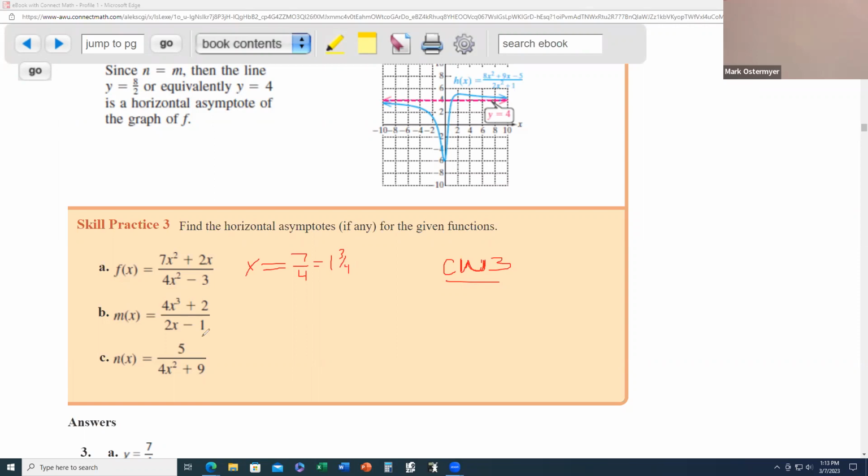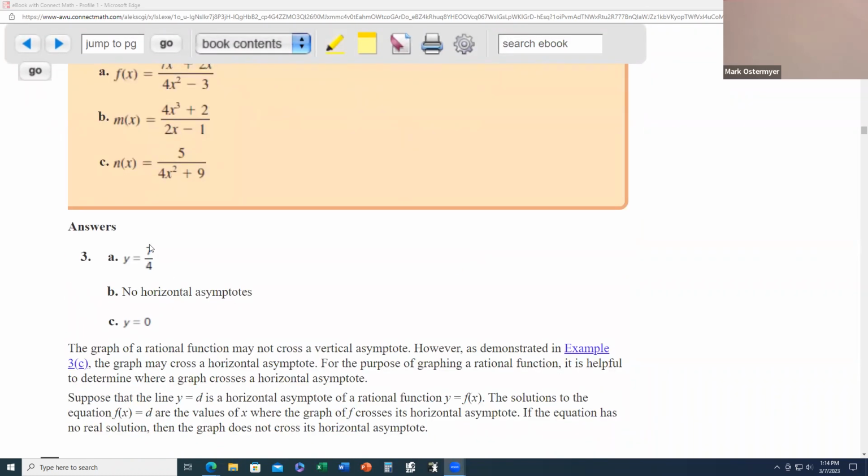Second one, m of x, the degree of the numerator is greater than the degree of the denominator, and so there would be no horizontal asymptote for this rational function. Third one, the degree of the numerator is 0. The denominator is a second degree polynomial. Because the numerator degree is less than the denominator degree, the horizontal asymptote is going to be the x-axis, whose equation is y equals 0. That is the x-axis. All right, is this making sense how we're locating horizontal asymptotes for rational functions here? Horizontal asymptotes, there are the answers right there.